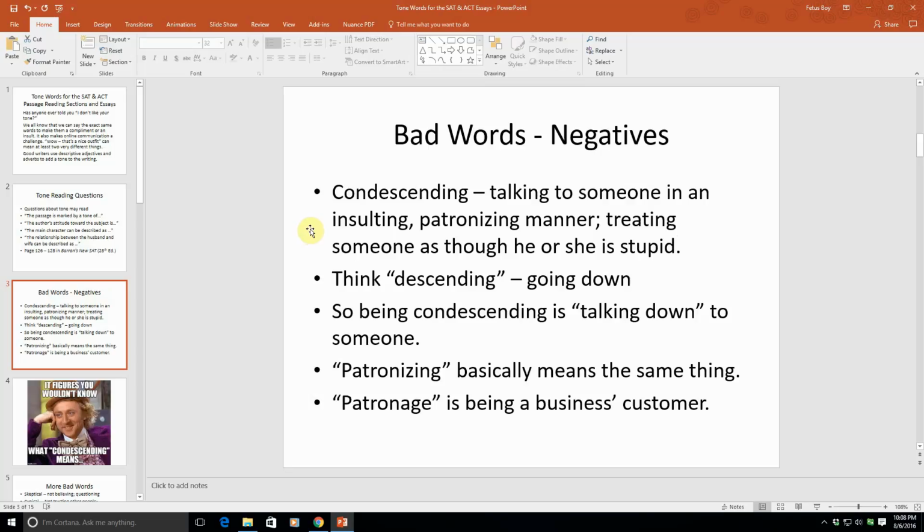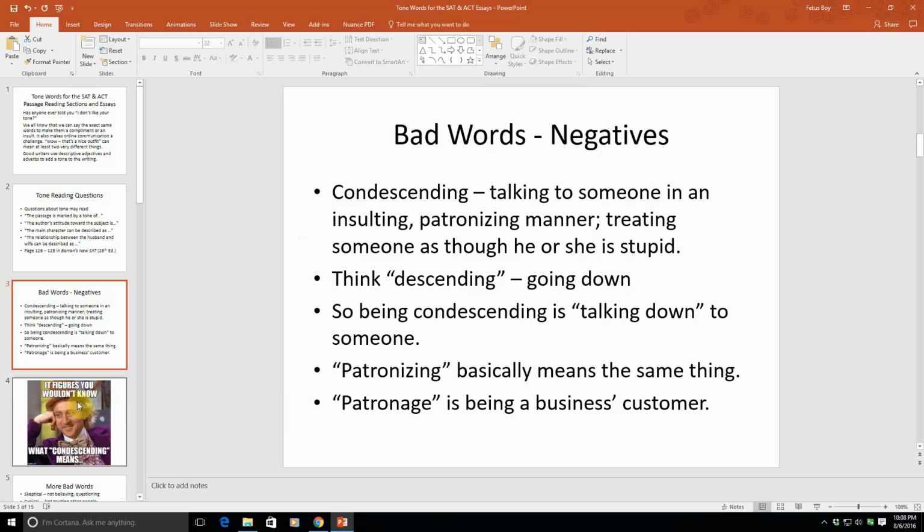Patronizing basically means the same thing, when you're talking to someone like they're a little kid. Patronage is being a business's customer, which reminds me of a joke from the old Cheers TV series where Frasier Crane explained to Sam Malone that he shouldn't say thank you for being patronizing, he should say thank you for his patronage. And then he said, there, you got it. And Sam said, you're being patronizing there, right? And he said, yes, now you've got it.